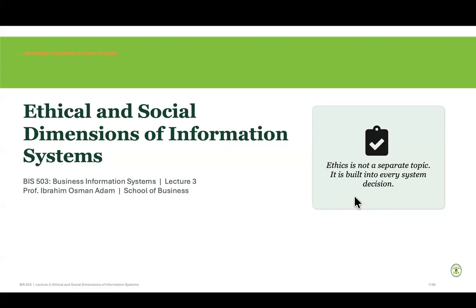I'm hoping that by the end of this lecture, you should be able to look at any information system and ask two critical questions. The first is, does the system work? And the second is even more difficult. Does it work fairly? And does the system work responsibly? Ethics is basically about deciding what ought to be done, especially when different interests, different rights, and different consequences are involved.